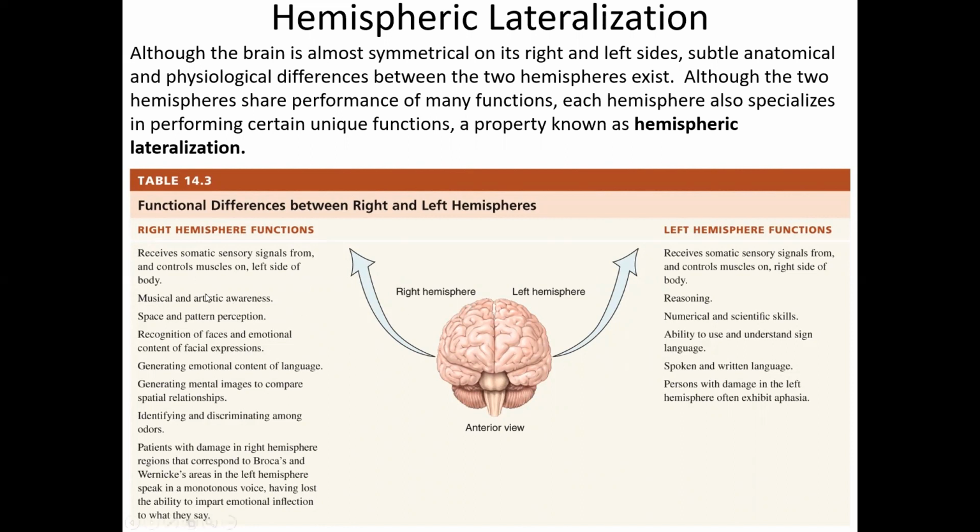Okay. And a breakdown of those specific functional differences between the right and left hemispheres is provided here in table 14.3. And it is something that I actually do want you to know for the exam. So what I mean is I expect you to know, for example, that the right hemisphere is involved with being musically and artistically aware, having perception of space and patterns, okay, identifying and discriminating among odors, okay, being able to tell when something smells sweet versus when something smells awful. Okay, understanding spoken and written language is a left hemisphere function.